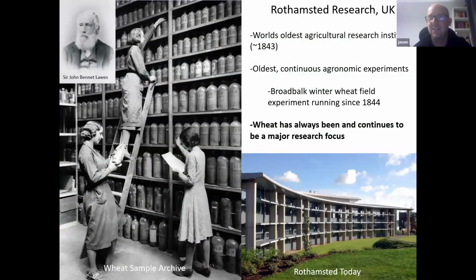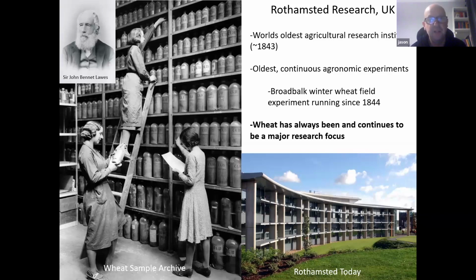In answer to the question about how old we are, as far as I'm aware, we are one of the world's oldest agricultural research institutes. We are based about 20 kilometers north of London in the United Kingdom. We were established in about 1843 by Sir John Bennet Lawes, and as such, we've been hosting some of the longest continuous agronomic experiments currently known. A notable one is a field called Broadbalk, which is a winter wheat field, and that experiment has been running as long as Rothamsted, since about 1844.